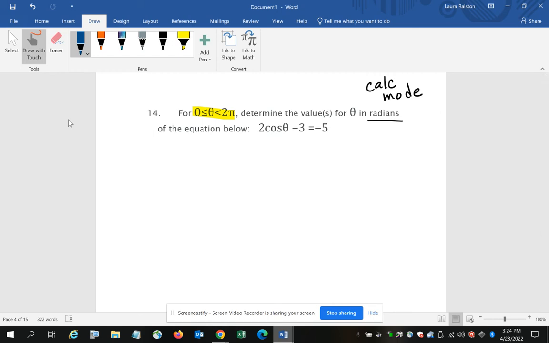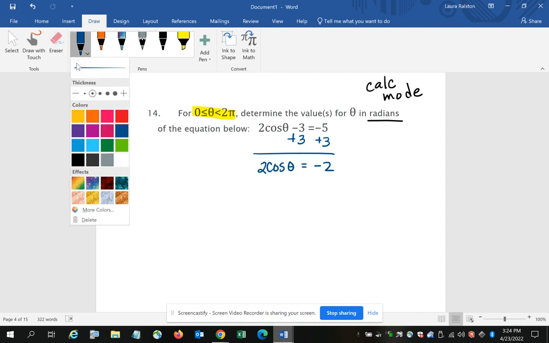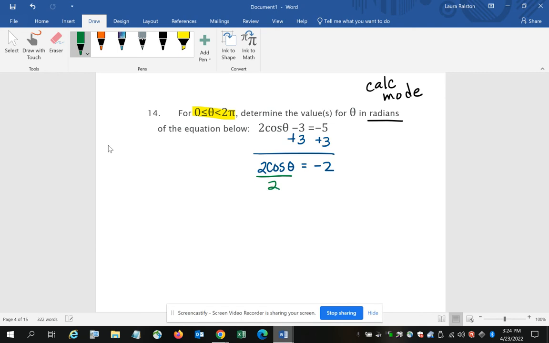So I have 2 cosine theta minus 3 equals -5, and I'm trying to solve for cosine. So first I'm going to add 3, good old basic algebra, add 3 to either side. I have 2 cosine theta equals -2. Continuing to do my basic algebra, I'm going to divide by 2 on either side. So cosine theta equals -1.